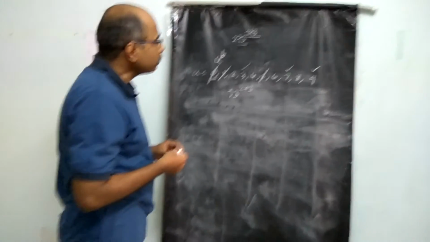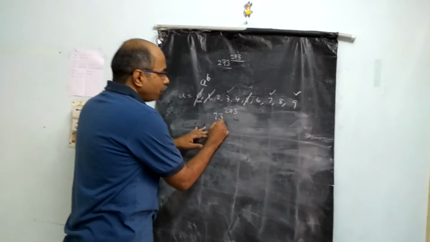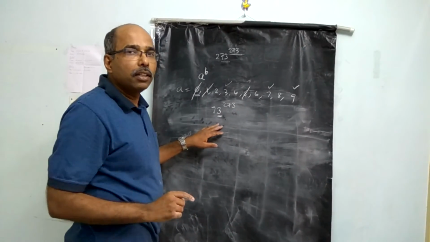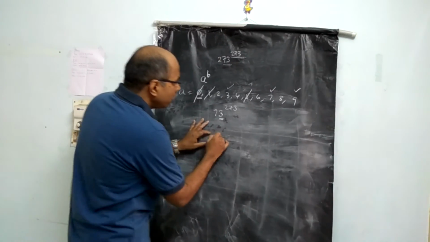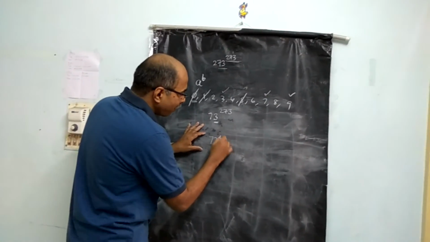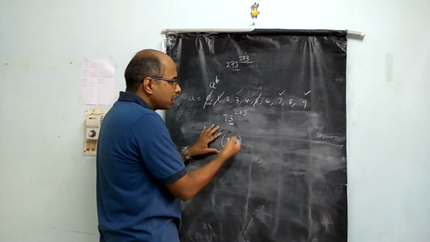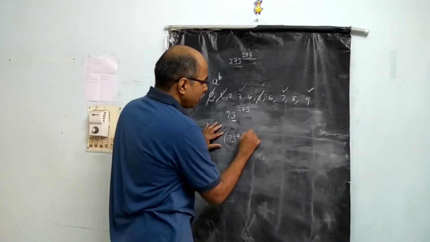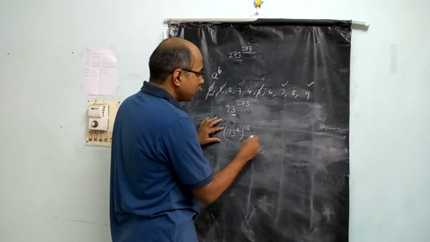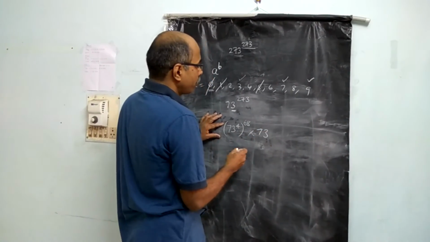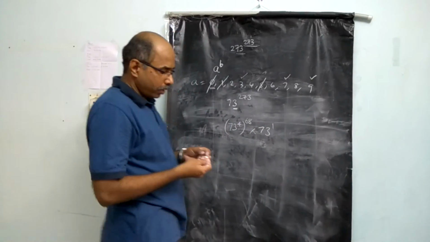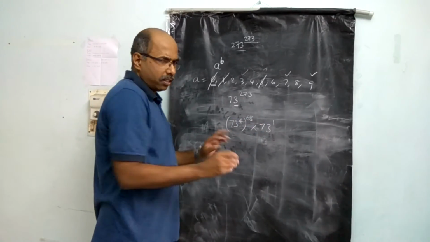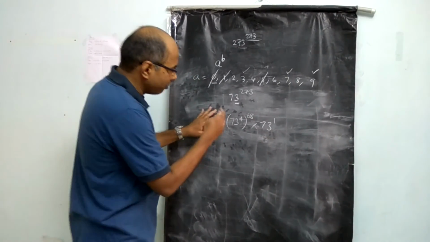Now, what is the power cycle of the unit digit 3? The power cycle is 4. Now write 73 power 4 here, and 273 is to be divided by 4. What is the quotient? The quotient is 68, right? And the remainder is 1. So dividend is equal to divisor into quotient plus remainder. Nothing but mere simplification.